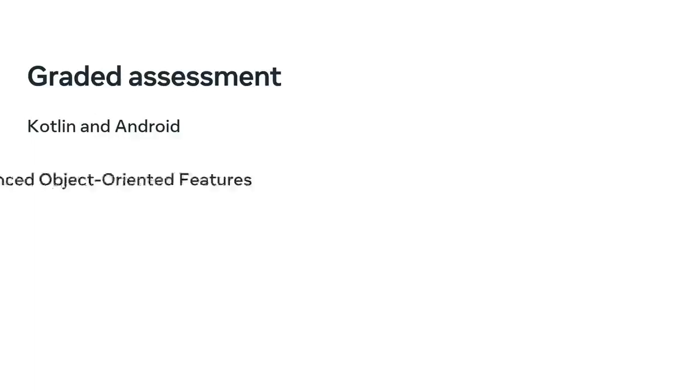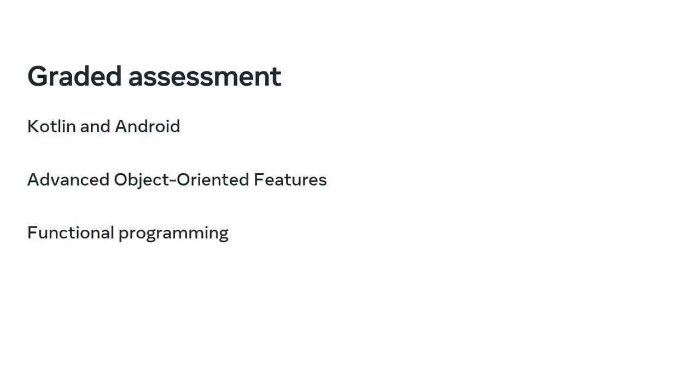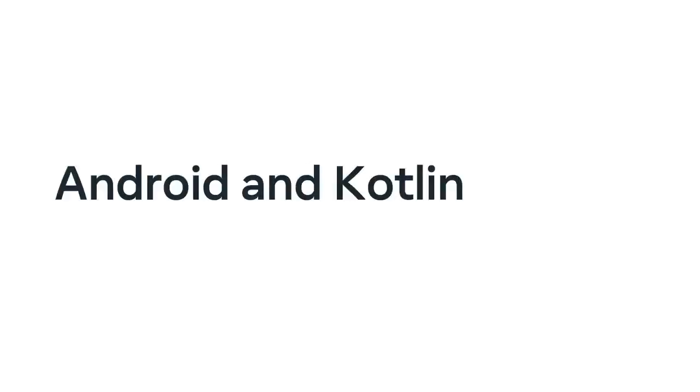The end of course graded assessment is a development project where you will get a chance to apply what you've learned. This includes integrating Kotlin and Android, using advanced object-oriented features, and implementing functional programming. But before you embark on the final assessment, let's reflect on the key learning milestones you've reached. You began this course with an examination of Android and Kotlin in the real world, and you covered the steps to set up an Android project in Kotlin.